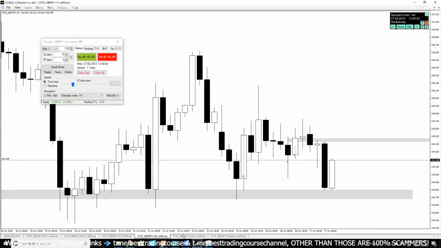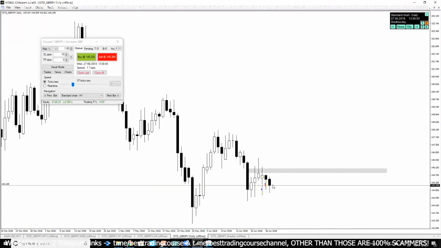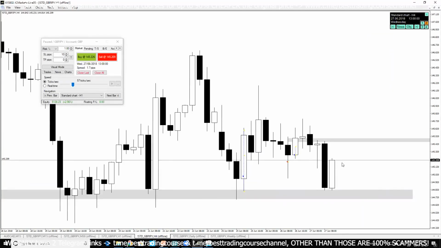This is a 4 hour. Okay, this is the daily right here. My bad, that's a 4 hour. I'm stupid. Okay, so this is a 4 hour, all right. So this is a 60 pip range on the 4 hour.